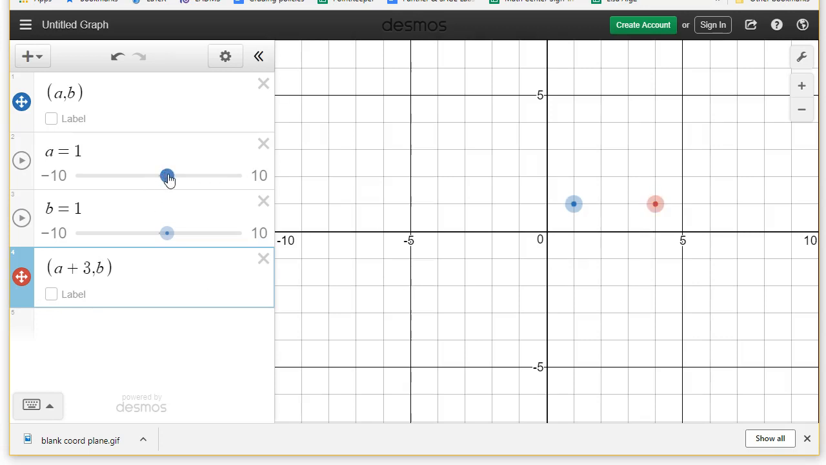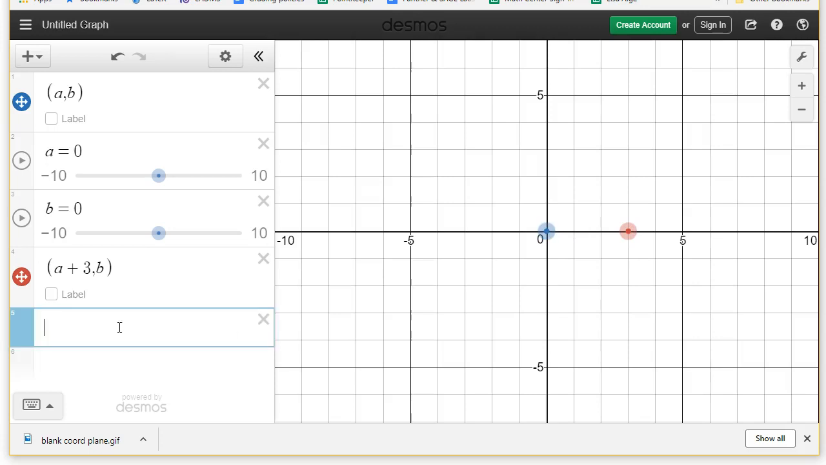I'm going to go ahead and change those a values to 0 and the b values to 0 also. So our (a, b) is at (0, 0), and our (a + 3, b) is over to the right 1, 2, 3. And so by adding 3 to the x-coordinate, we get exactly what we expect. We get this image, this red dot, this image 3 to the right of the original point.